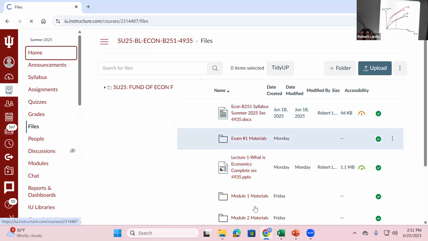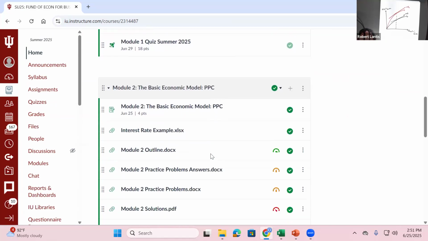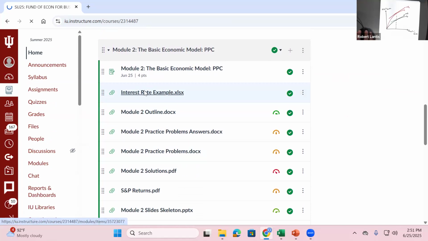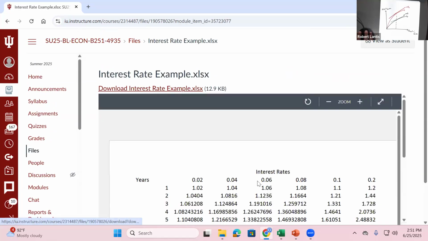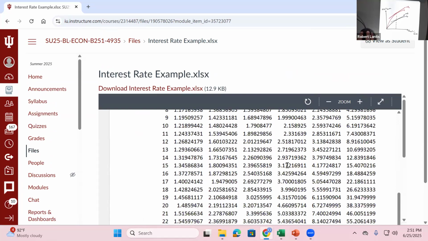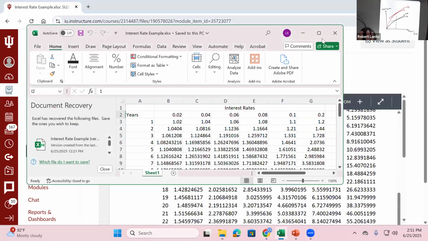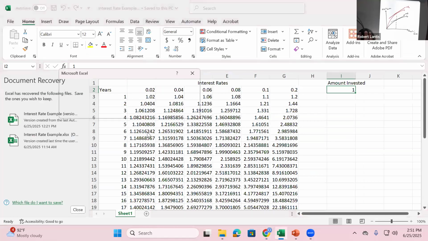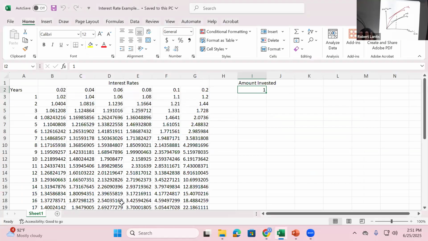Let's go to the homepage. It's under Module 2 materials, but I also posted it right here so it's easy to find. If you click it and then hit download, it'll download this file for you. If you just view Excel files on Canvas, you can't access the cells within them, and I want to be able to do that. So I downloaded it and I've got it here.